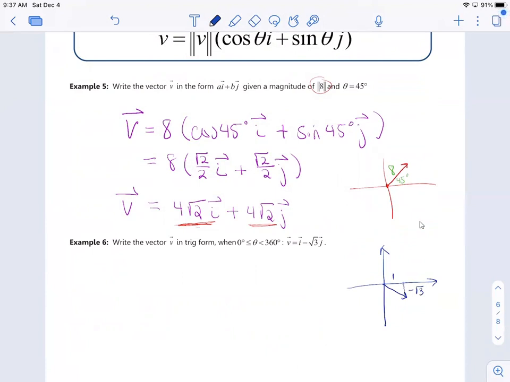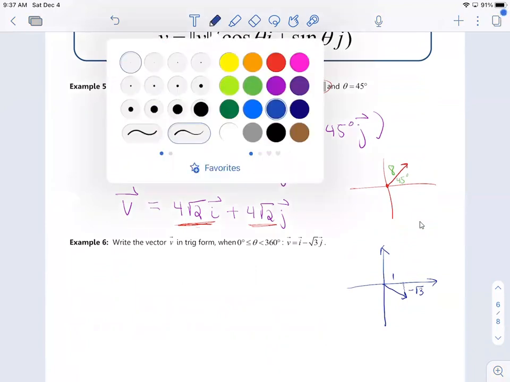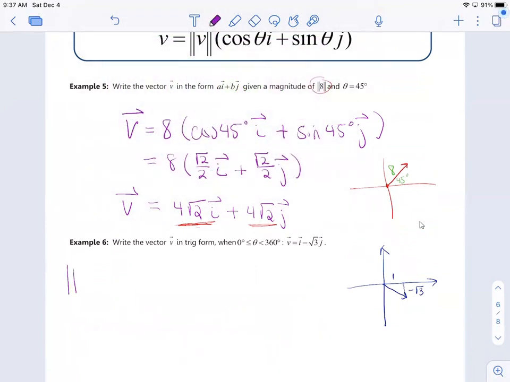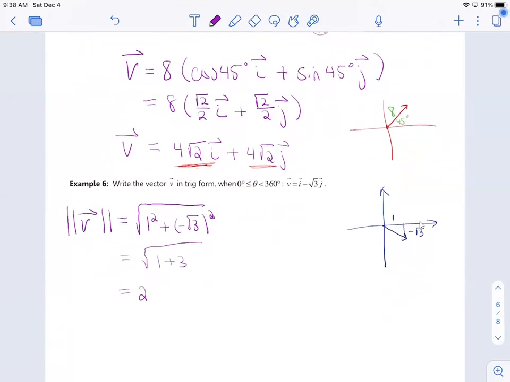Well, in trig form, the first thing we need is that magnitude. So let's go ahead and find our magnitude. And again, I name this vector V. So it's going to be the square root of 1 squared plus negative root 3 squared. That becomes 1 plus 3. So that's 4. Take the square root of that, we get 2. So what we found is we know the length of that vector is 2 units.